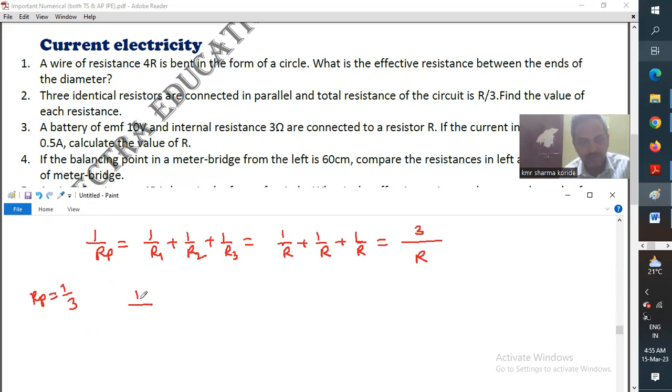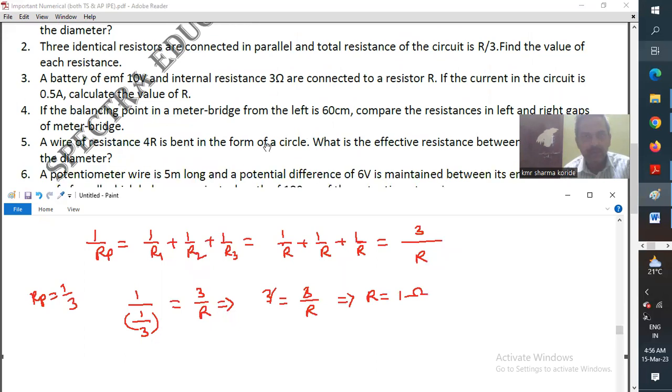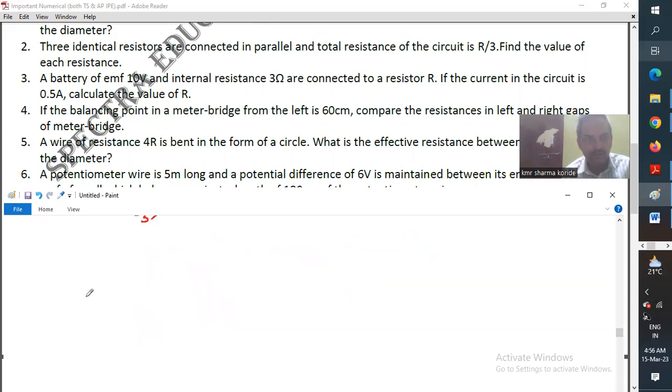Just substitute here. It is 1 by 3 is equal to 3 by R. Then this 3 will go up. 3 is equal to 3 by R and R is equal to 1 ohm. So the value of individual resistance is 1 ohm. Moving to the next question. This is the solution of question number 2. Moving to question number 3.